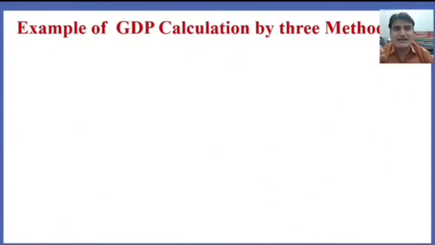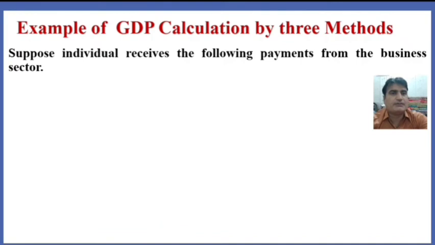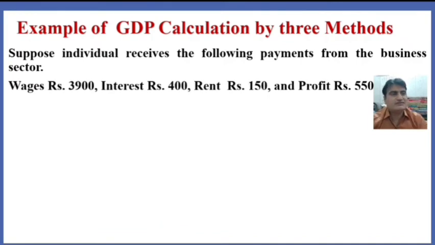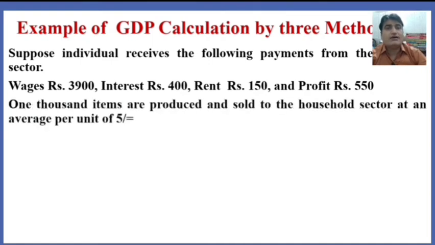We are taking an example of GDP calculation by three methods. Suppose an individual receives the following payments from the business sector: wages amounting to rupees 3,900, interest 400, rent 150 rupees, and profit 550 rupees. This is the amount received by the individuals in the form of rent, wages, interest, and profit. 1,000 items are produced and sold to the household sector at an average price of ₹5 per unit.